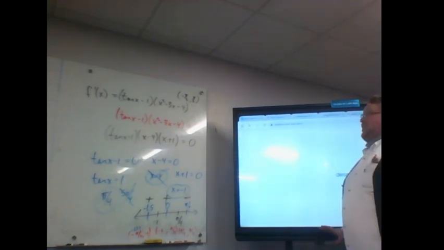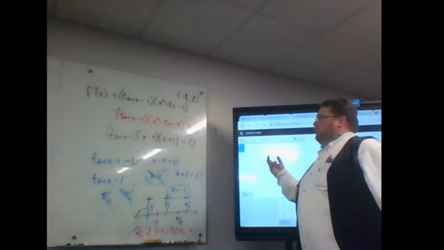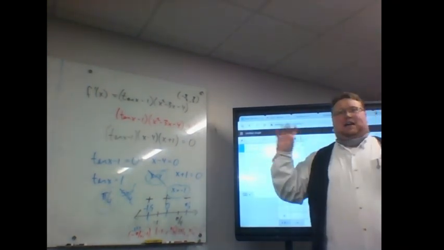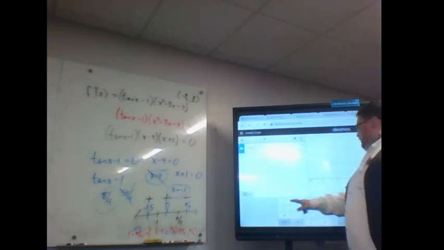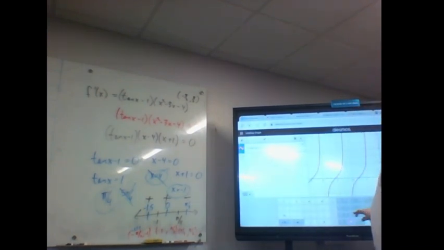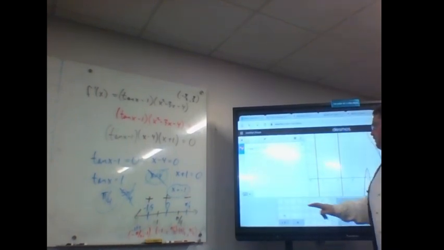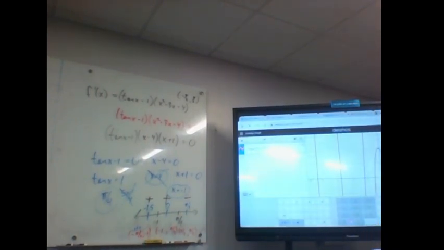Alright. Remember, this is the derivative function. So positive values indicate positive slopes. Negative values indicate negative slopes. Let's make sure and verify this. So at first I have parentheses, tangent of x minus 1, times x squared, minus 3x minus 4. I want this to be bounded between negative pi over 2 and pi over 2.